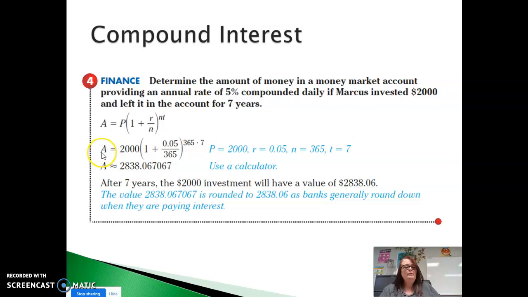Okay, so coming over here, they plugged in 2,000 for P, 0.05 for R, 365 for N in both places, and 7 for T. And so they rounded to the nearest penny because we're talking about money. And notice they didn't go all the way to 0.07 because they didn't earn 7 cents. They only earned 6 cents and a little bit more. So they got $2,838.06 would be how much they get back. So notice they earned $838.06 in interest.